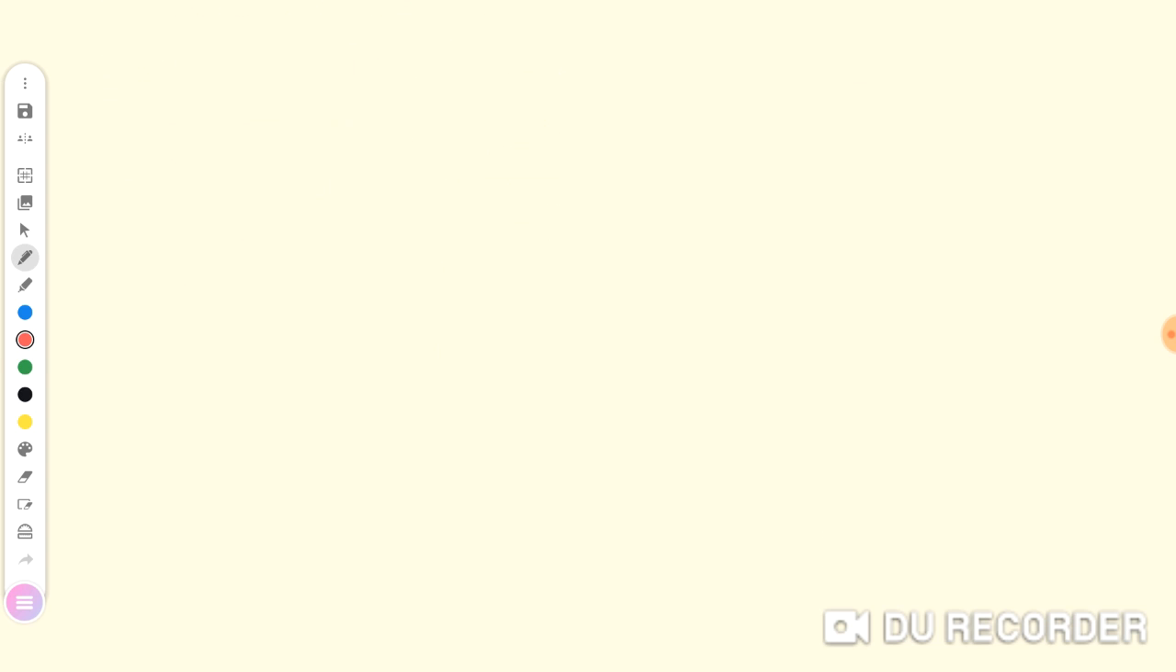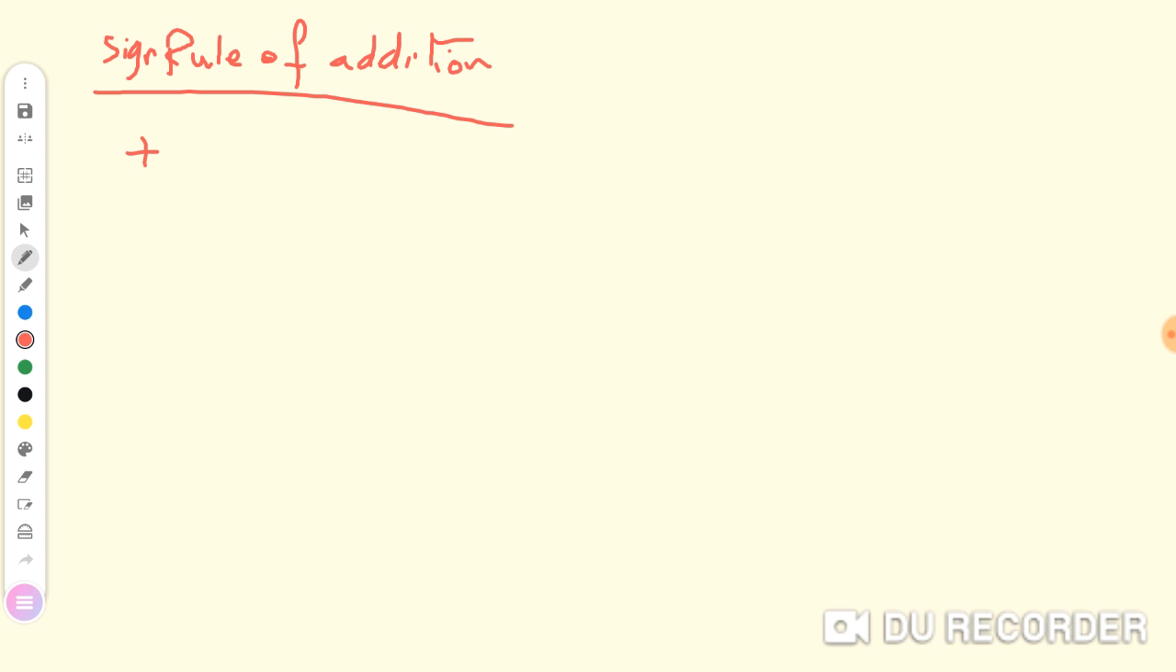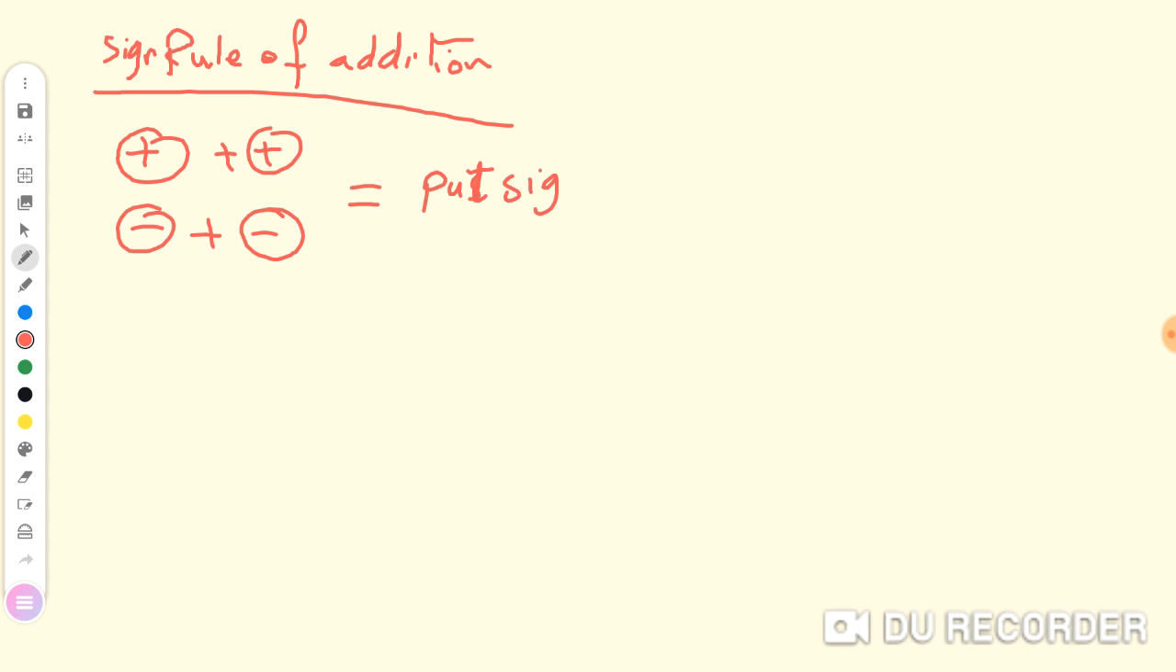Okay, first we have to remember the sign rule of addition. Okay, so positive plus positive, negative plus negative. In case of same sign, keep both sign and add.